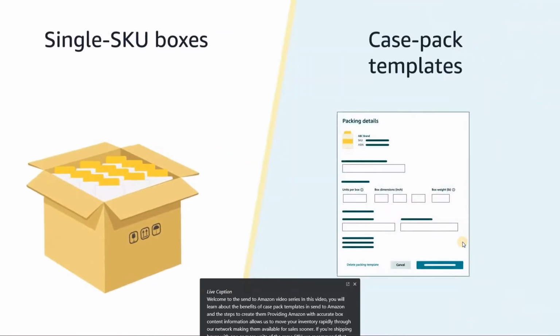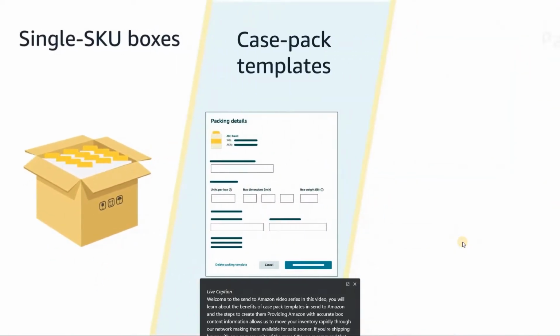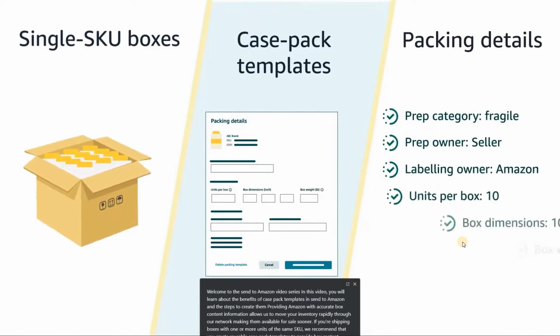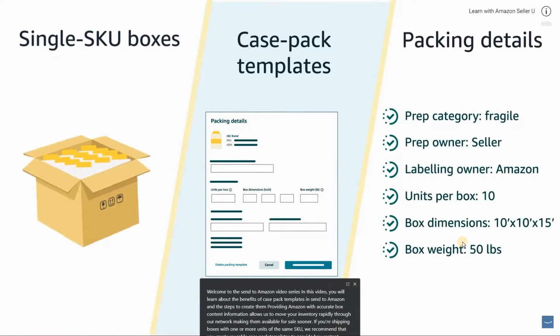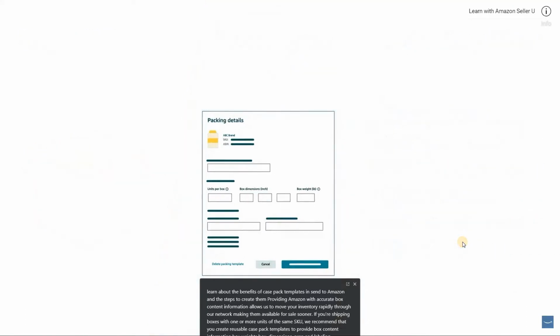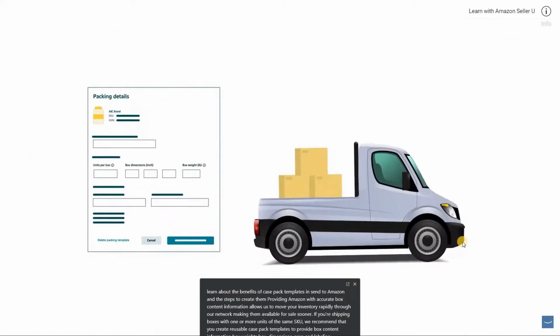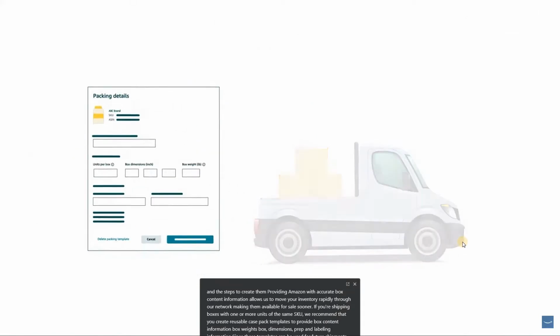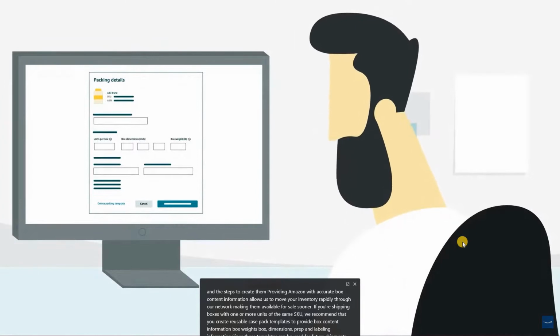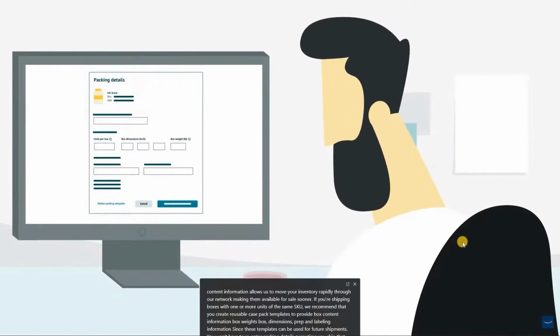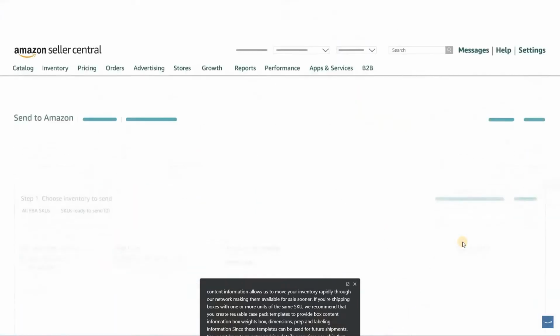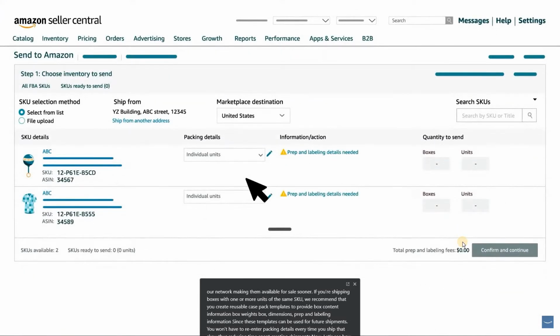create reusable case pack templates to provide box content information, box weights, box dimensions, prep and labeling information. Since these templates can be used for future shipments, you won't have to re-enter packing details every time you ship that SKU, thus reducing time spent creating shipments. Now let's see how to create a case pack template.